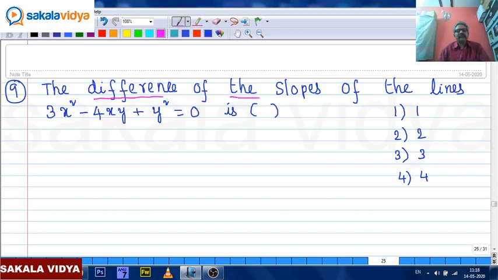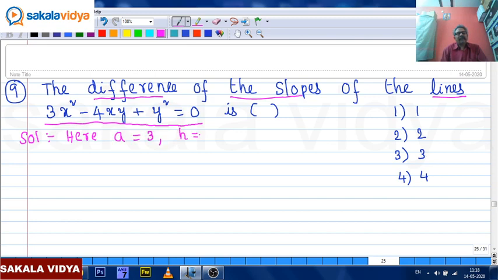Difference of the slopes of the lines represented by 3x square minus 4xy plus y square is equal to 0. We need to find out. Okay, solution first. Here a equals to 3, am I correct? h is equal to minus 2, b equals to 1. Difference of the slopes.